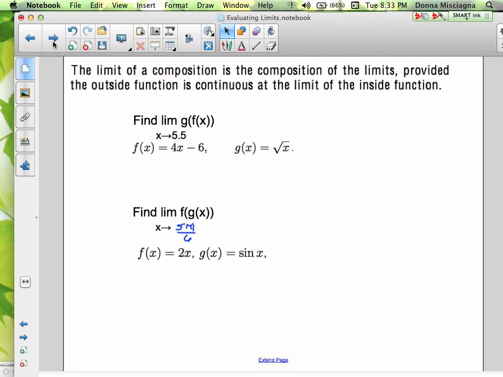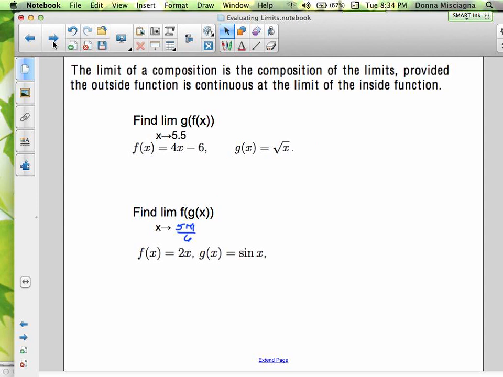All right, so let's look at the examples in your notes. The limit of a composite is the composition of the limits, provided the outside function is continuous at the limit of the inside function. So f of x is 4x minus 6, and g of x is equal to the square root of x.